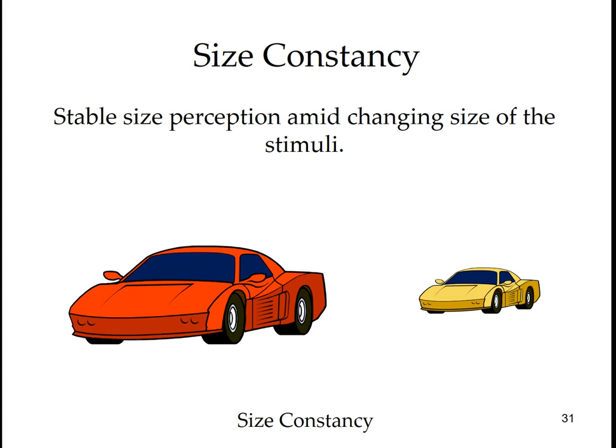Shape constancy is our ability to perceive familiar objects, for example an opening door, as unchanging in shape. Size constancy is perceiving objects as unchanging in size despite the changing images they cast on our retinas. Given the perceived distance of an object, we instantly and unconsciously infer the object's size.